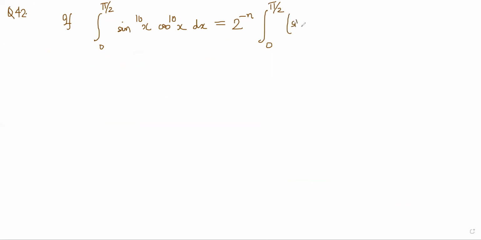Question number 42. This is: if the integral from 0 to pi by 2 of sine power 10x cos power 10x dx is equal to 2 power minus n times the integral from 0 to pi by 2 of sine power 10x plus cos power 10x dx, then we have to find the value of n. What is n, right? Okay, so how do we go about doing this one?